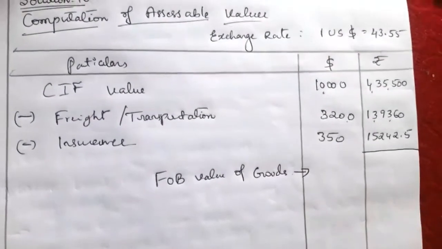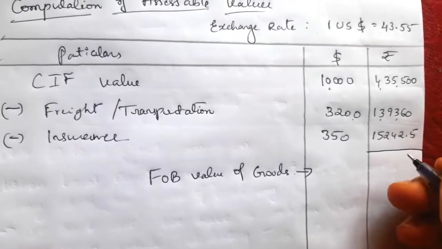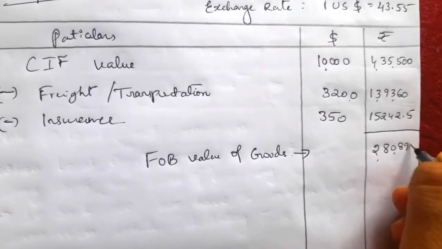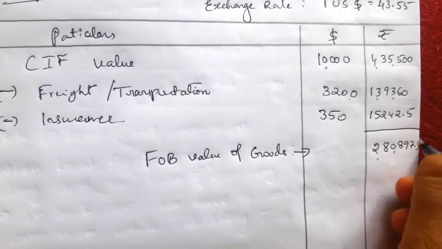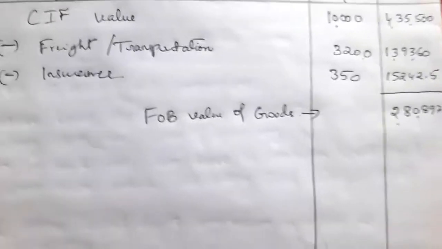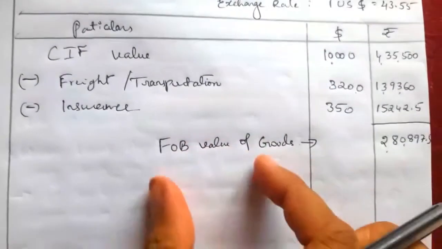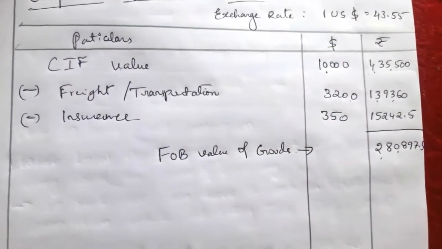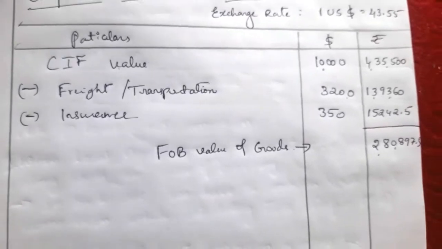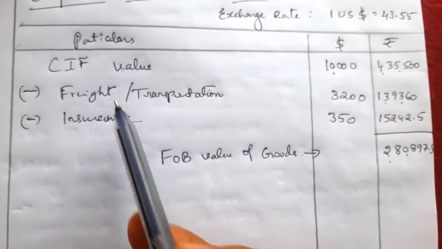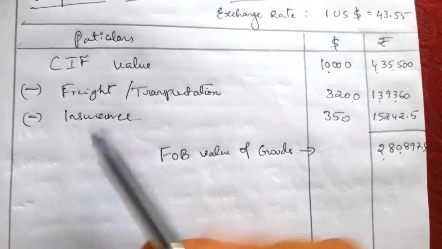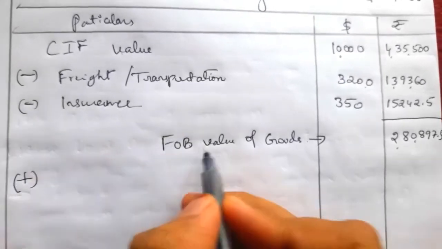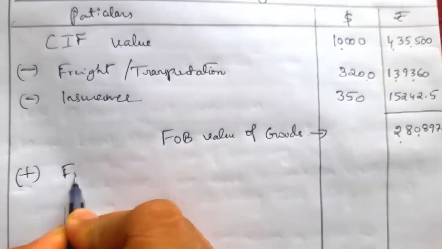So FOB value is equal to 2,80,897.5. So this one we have to calculate here. When CIF value is given in the illustration directly, and the import is by air, then once we have to cancel the freight and insurance to calculate the FOB. Again we have to add back this freight and insurance after FOB.